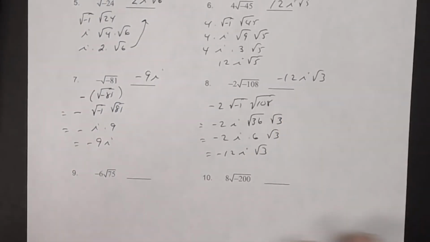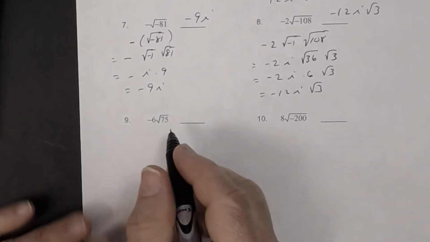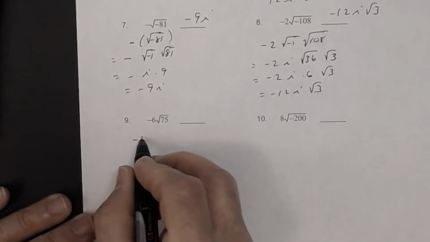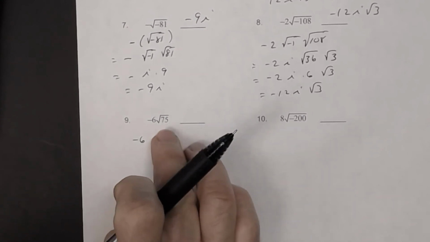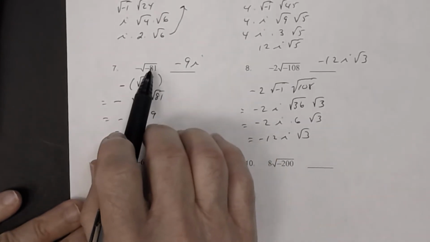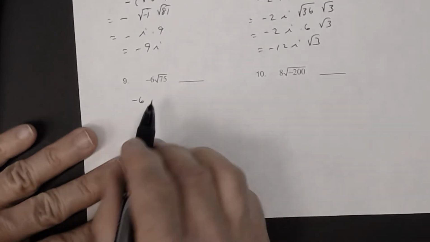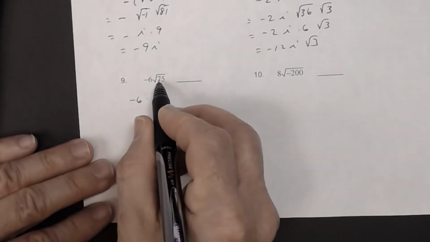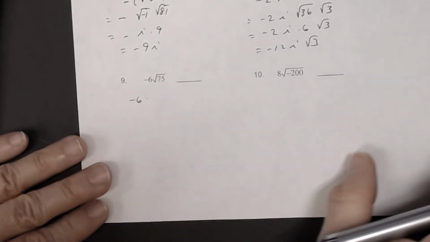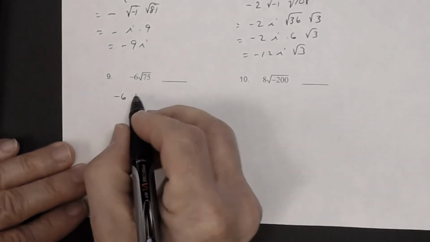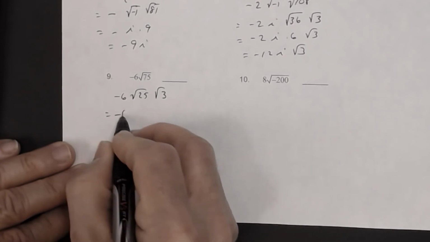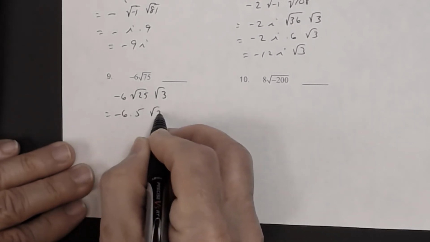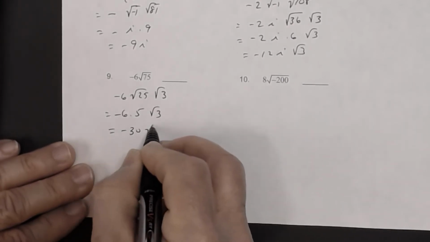All right. And then number 9. So you have -6. Now, this doesn't involve an i because I'm not taking the square root of a negative number. The only time you have that i is when you're taking the square root of a negative number. So the largest perfect square that goes into 75 is 25. So I get the square root of 25 times the square root of 3. So that's -6 times 5 times the square root of 3. That's -30 square root of 3.